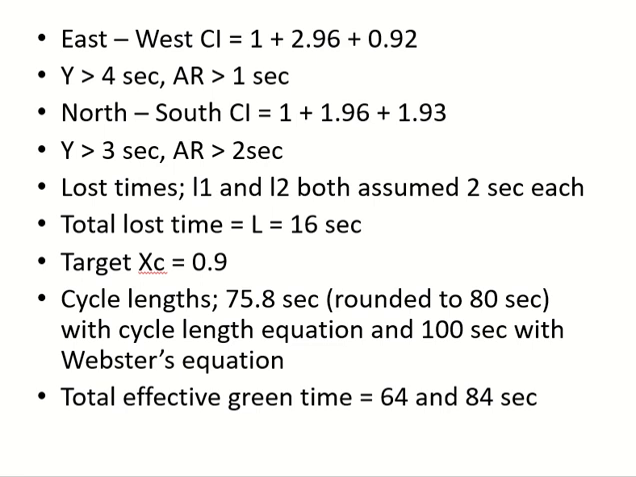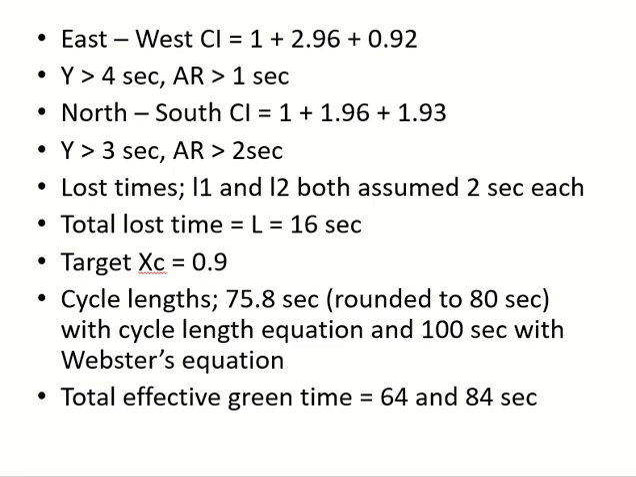Okay. I think I mean this is the other way. I'm sorry. 70 and 85. So 70 minus 16, total effective green time, and 85 minus 16, total effective green time. Okay, because these values are from different equations, that's why. Okay, clear?